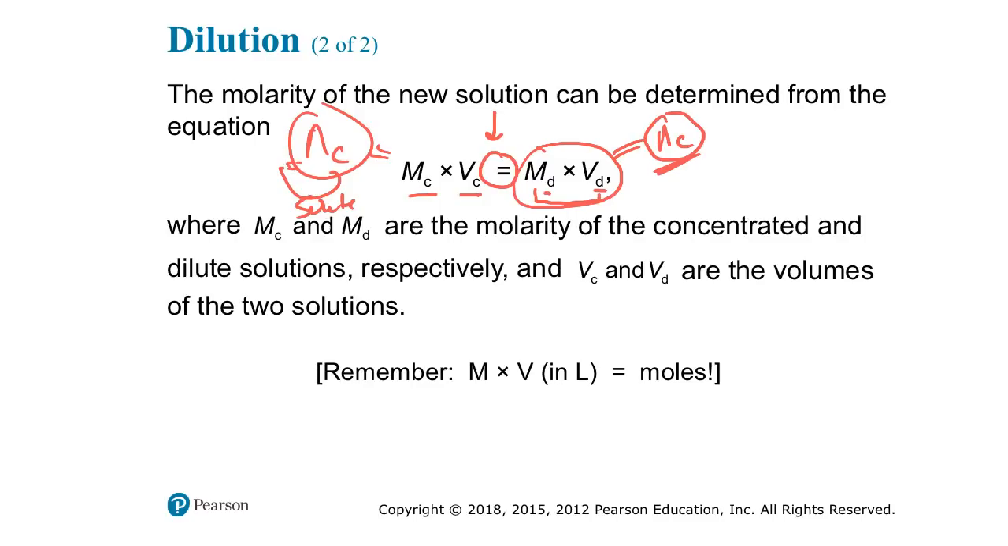So in the case of the previous problem, we had 1.00 mole per liter to begin with. We had 25 milliliters, and then we diluted that to a total volume of 250 milliliters.